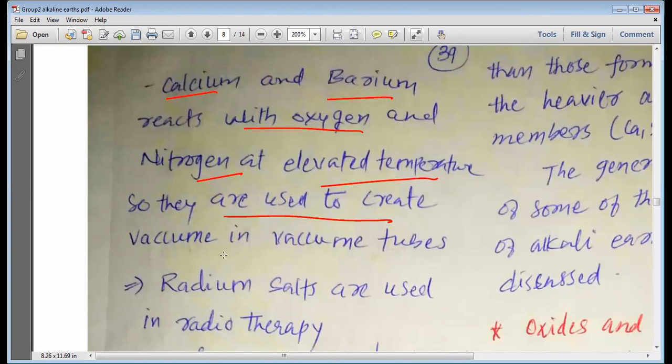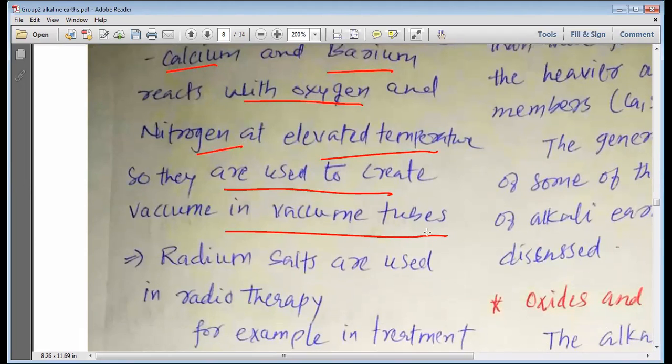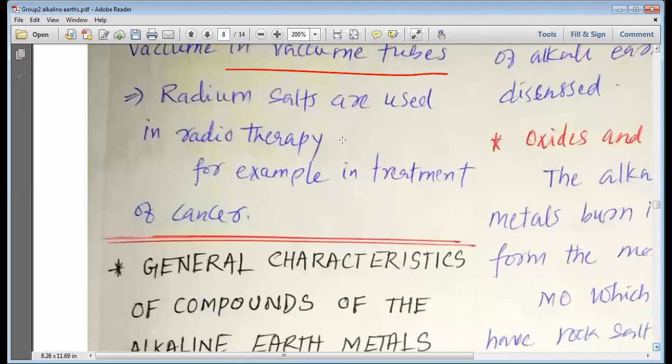So they are used to create vacuum in the vacuum tubes. When there is a vacuum tube, these barium and calcium metals are placed inside and allowed to burn. So all the oxygen and nitrogen present inside the vacuum tube will burn, and that is how the vacuum can be created in the vacuum tubes.